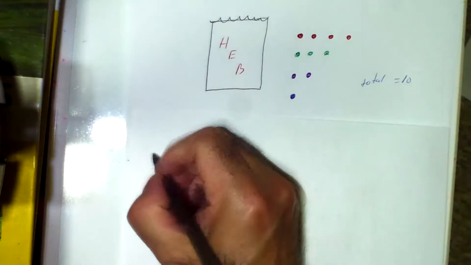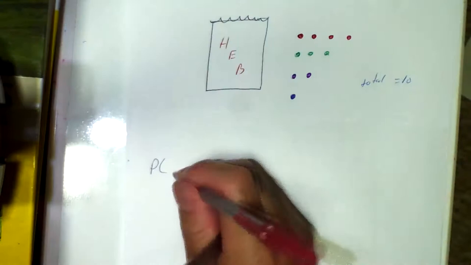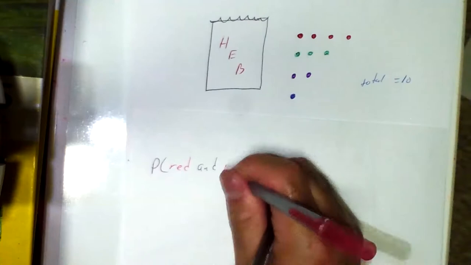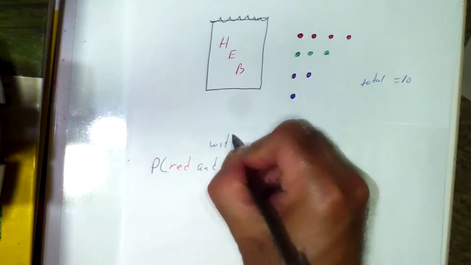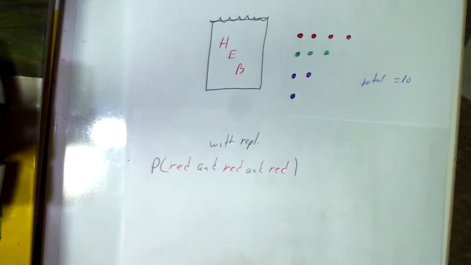All right, so let's do probability of red. We'll do this one with replacement, and then we'll do the other one without. You can see the pattern.